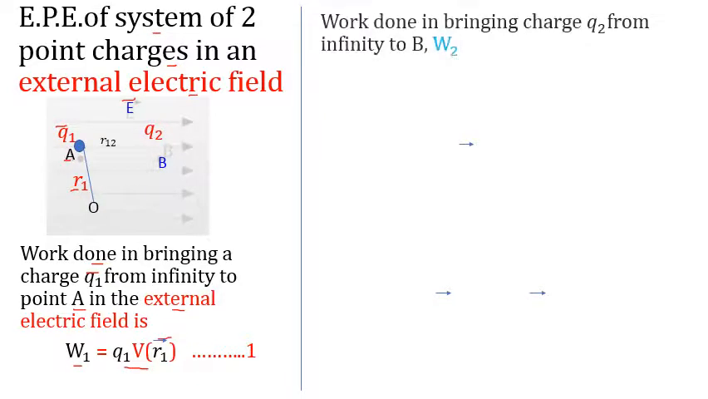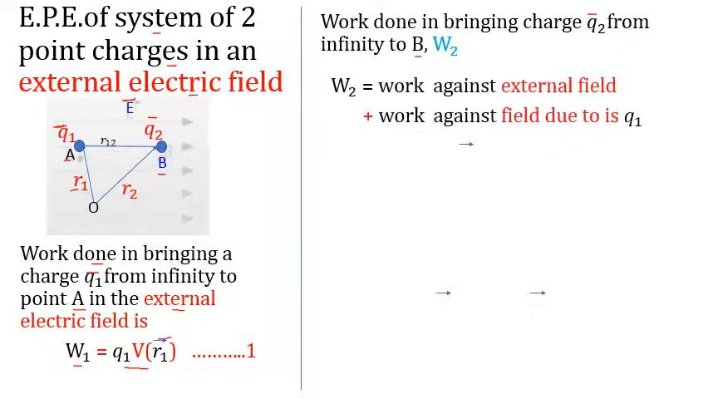Clear झालं? Now, we have to bring another charge Q2 from infinity to the point B. Means here we have to bring this charge Q2 from infinity to this particular point B, which is at a distance R2. So what is the formula for that? Tell me. We have to do work against field due to Q1 and work against this external field. Yes or no? 2 times we have to do this work. So it is written here. Write down work against external field and work against field due to Q1.